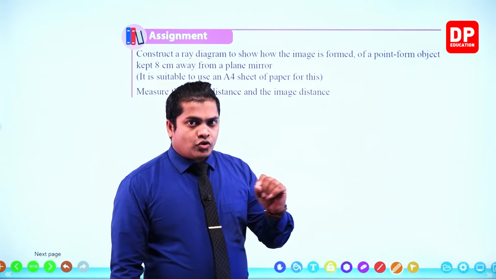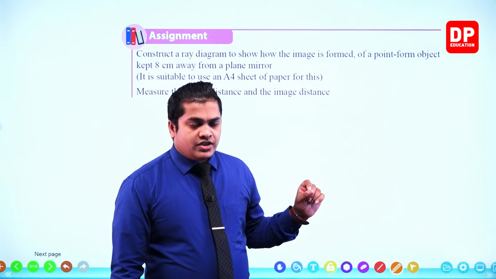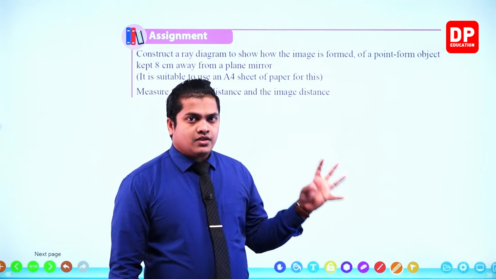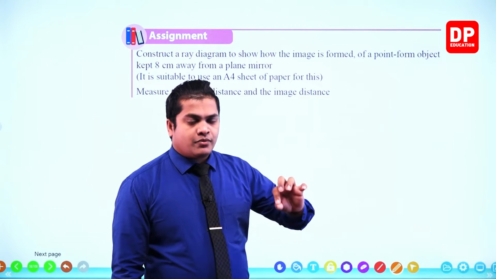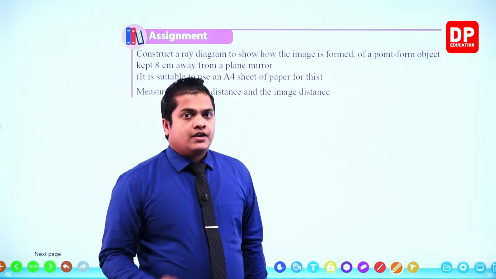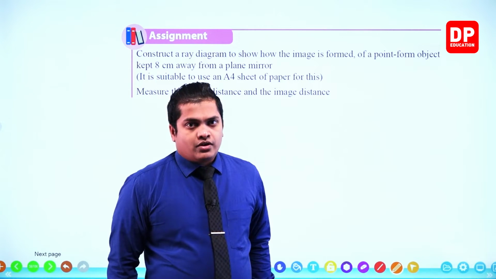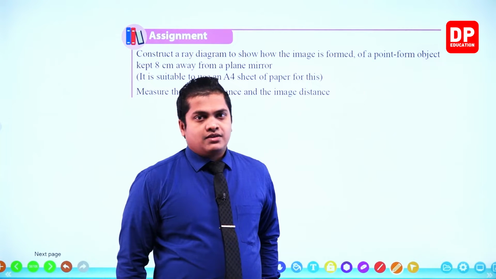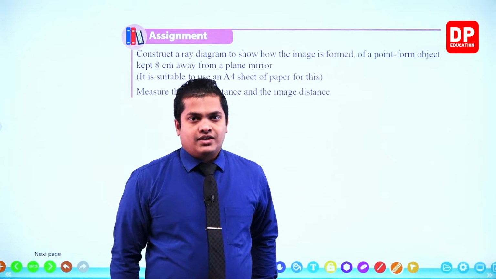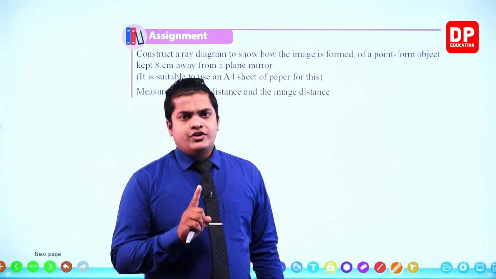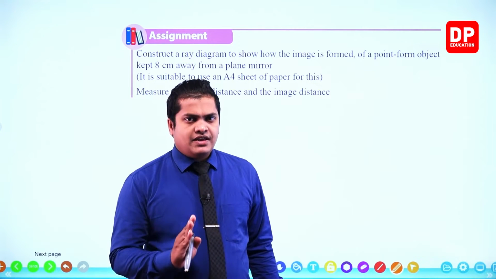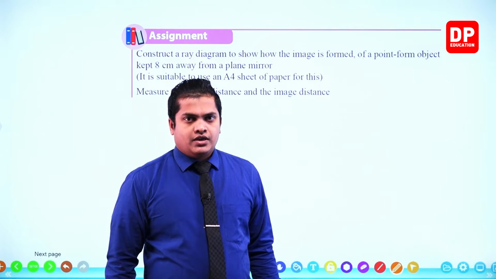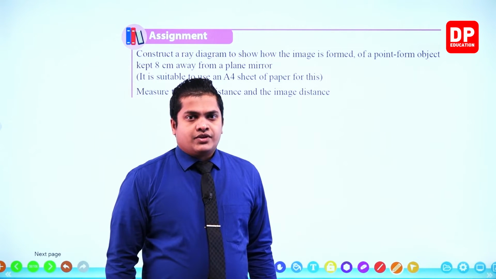Now, using dotted lines, join the point of the object and the point of the image. Now find the distance between the object and the mirror and the distance between the mirror and the image. Check whether these two are equal. If you draw it correctly, for sure these values should be equal to each other.